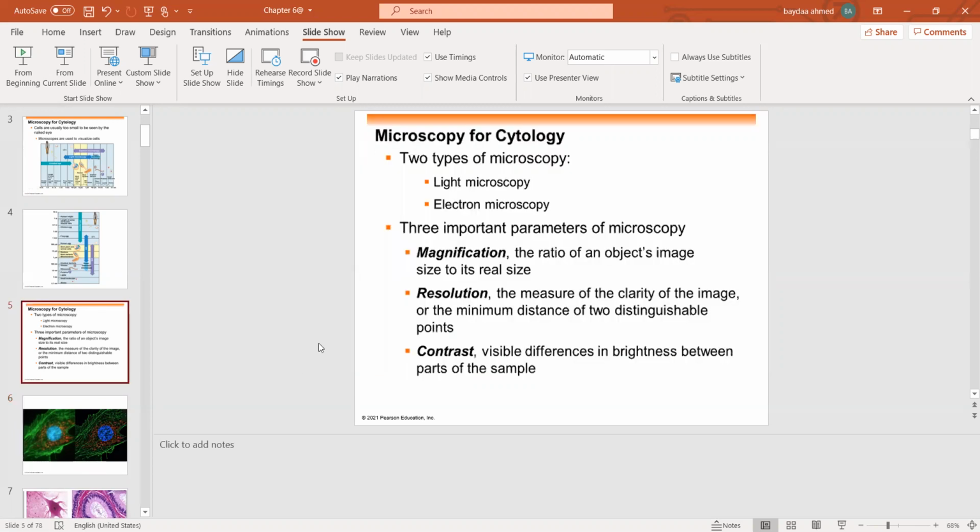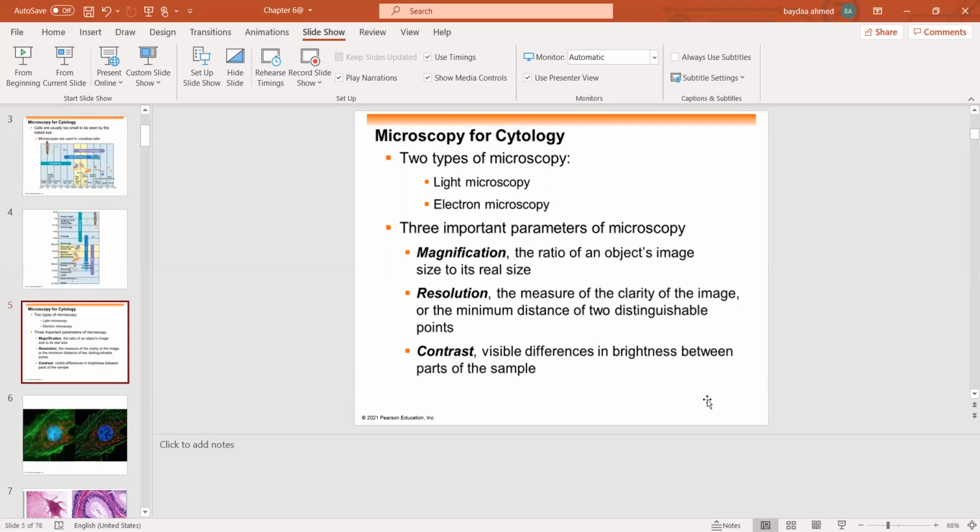Then we have contrast. Contrast is the difference in brightness between the light and dark areas of an image. A method for enhancing contrast includes staining or labeling cell components to make them stand out visually. Remember the isotopes. When we talked about isotopes, those atoms can be used to label any structure of the cell to stand out visually. If you remember, the yellow area revealed the cancerous tissue when we talked about the isotopes.